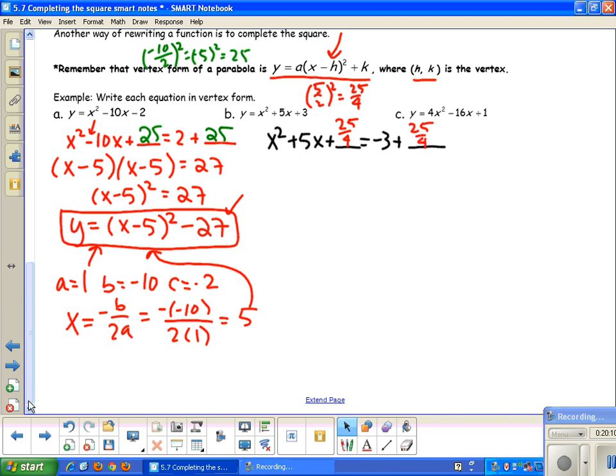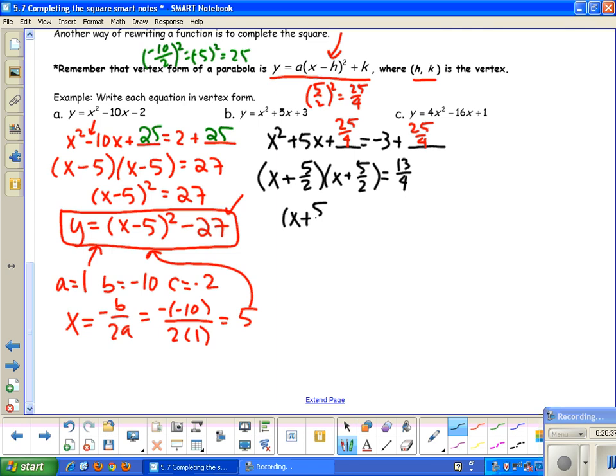And now I need to factor. So this is going to be x plus, and it's always half your linear term. So it's easy to find that number even if it is a fraction. And then on this side, when we do -3 plus the 25 over 4, we get 13/4. And now I have x plus 5 halves quantity squared equals 13 over 4.